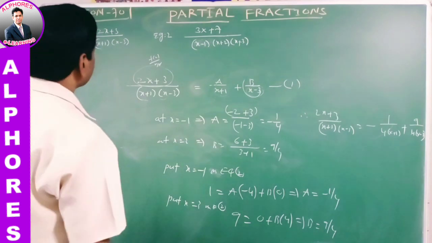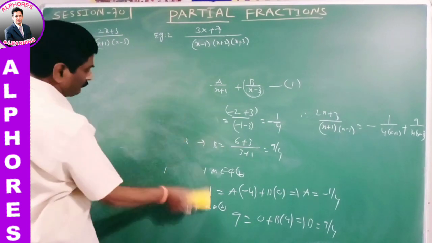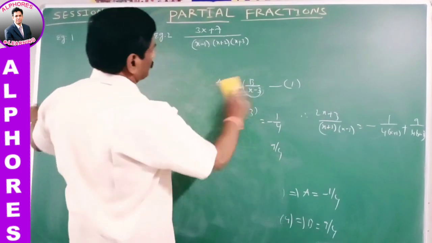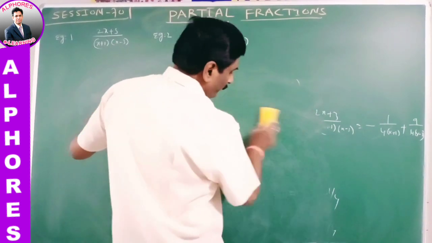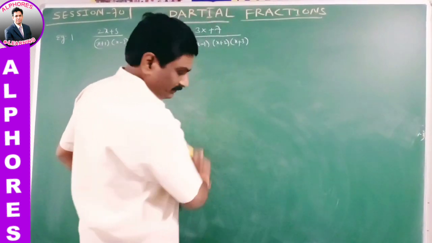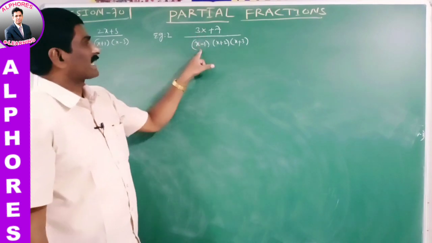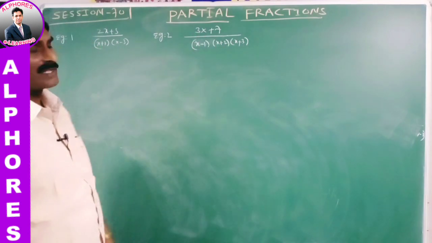Next, example 2. Resolve 3x plus 7 by x minus 1 into x plus 2 into x plus 3 into partial fractions.